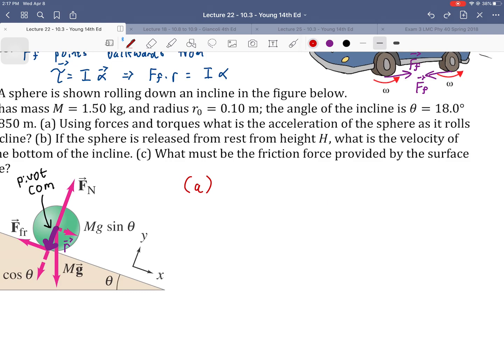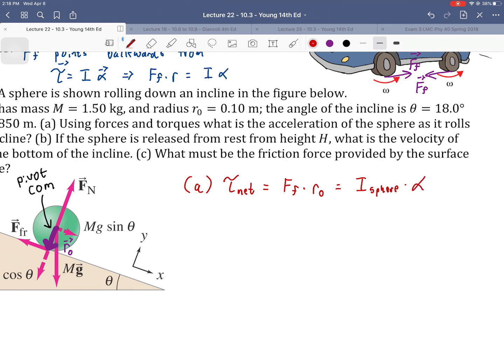All right, so let's get to it. With our chosen pivot point, we want to set up our sum of torques. I'll do that first since we're already talking about torques. So tau net is just going to equal the friction force times the radius, which I call R naught. I'll label that in the picture as well, because our moment arm is exactly equal in magnitude to the radius.